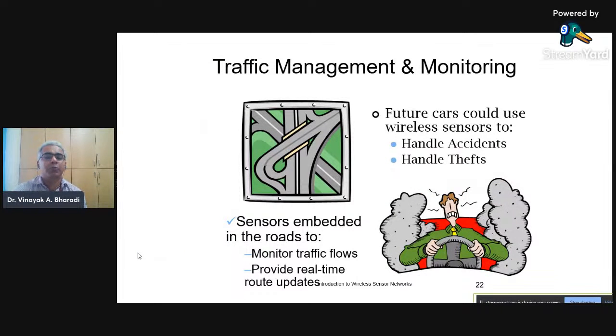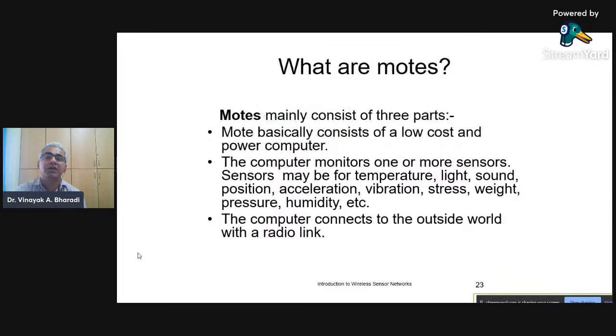In traffic management and monitoring, one example is Google Maps, where real time traffic data is there, and on the map you see what is happening with the traffic. Okay, so we stop here. Next time we'll see the motes. Actually, what are motes? Motes are actually your WSN nodes.